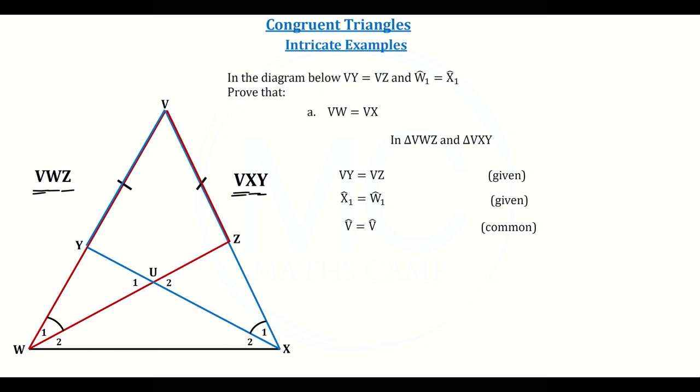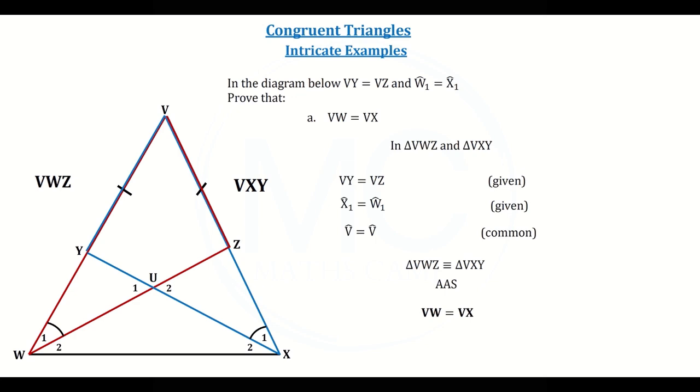So now we have two pairs of corresponding angles and one pair of corresponding sides. So we have proven that triangle VWZ is congruent to triangle VXY because of two angles and a side. So we use AAS as our reason. If two triangles are congruent, then all three pairs of corresponding sides are equal, which means that VW must be equal to Vx.